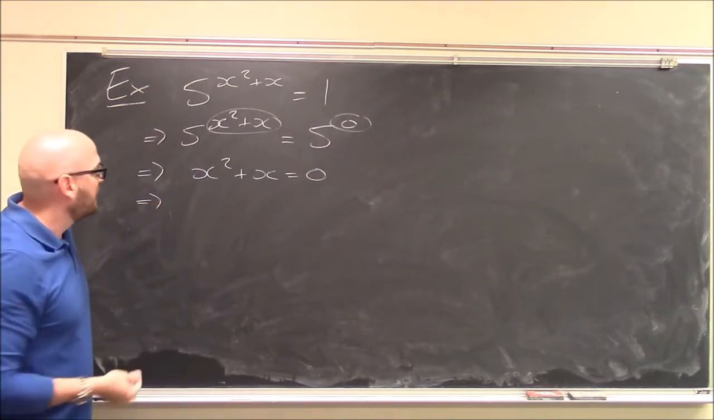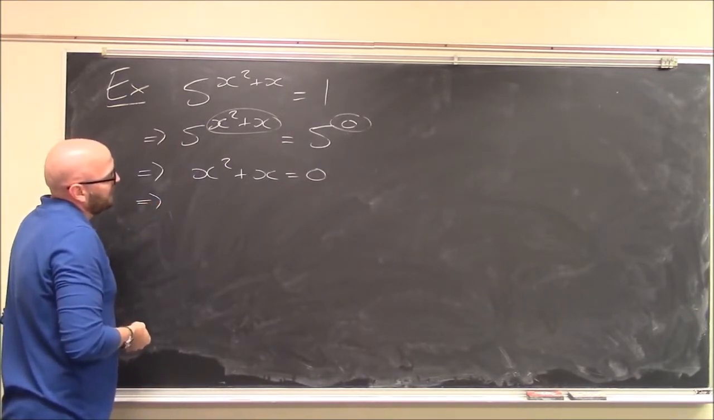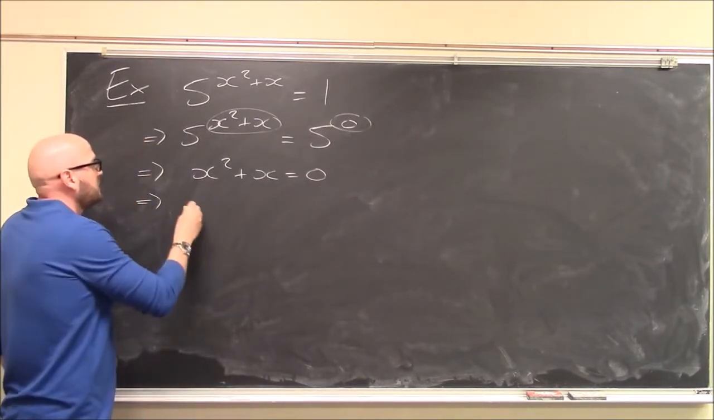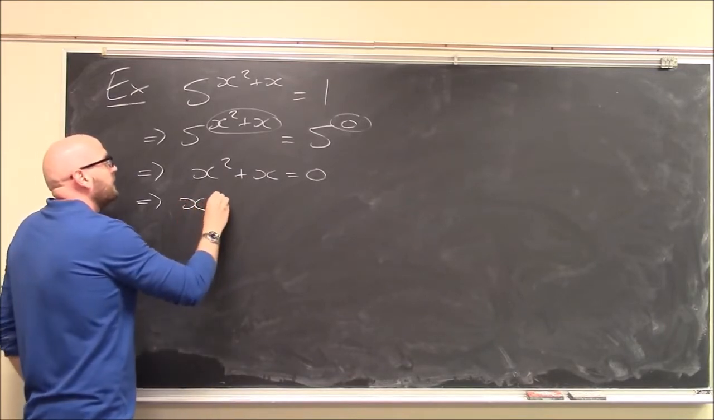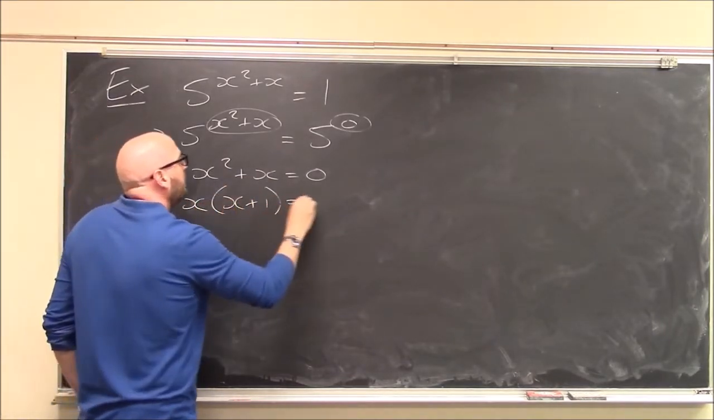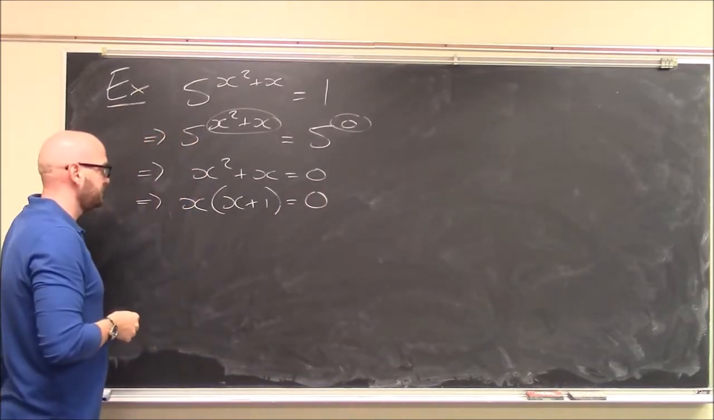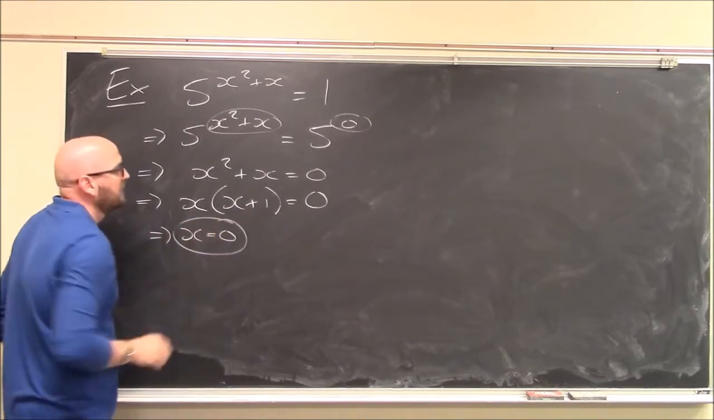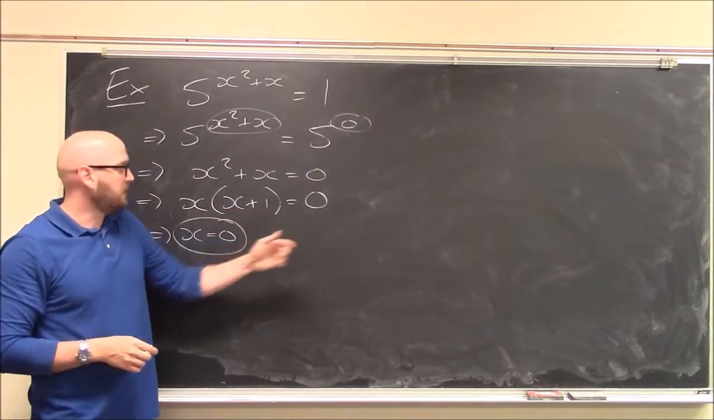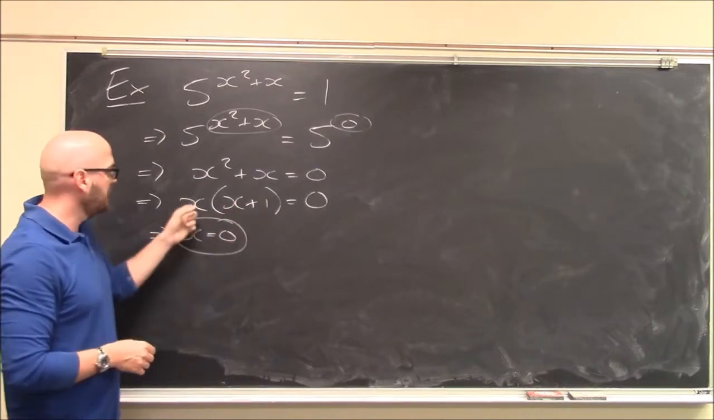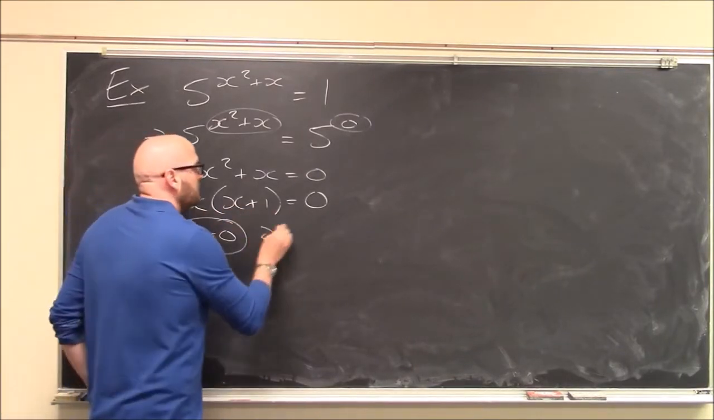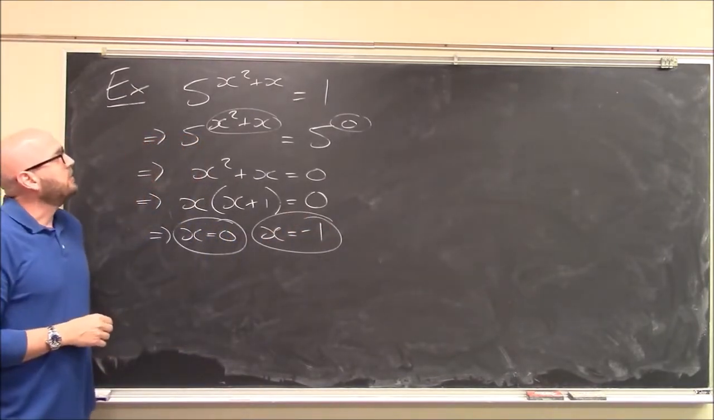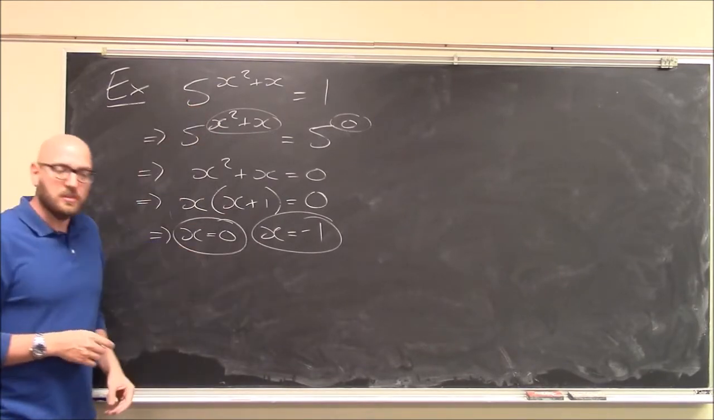Now I'm solving a quadratic equation. How do I do that? Well, I need the right-hand side equal to 0, which is done. And now I'm just going to try to factor. This actually factors really easily. This factors as x times (x + 1) equals 0. So my solutions are either x equals 0, or x + 1 equals 0. If I've got a product of two things, one of them has got to be 0: x is 0, or x + 1 is 0, which means x is negative 1. So this exponential equation actually has two solutions.